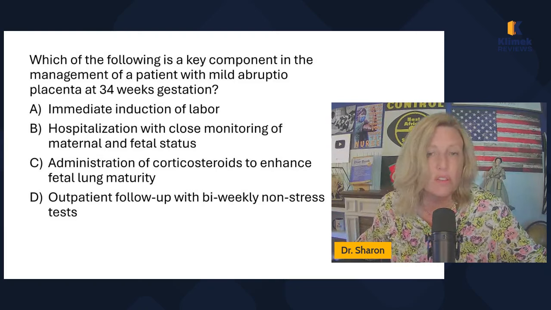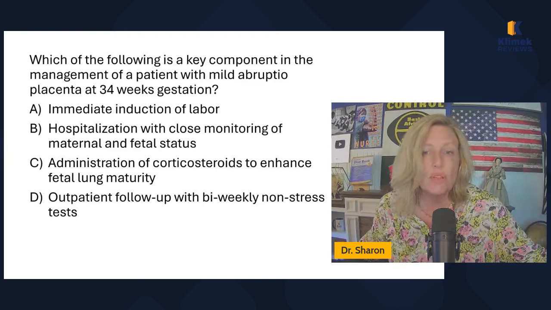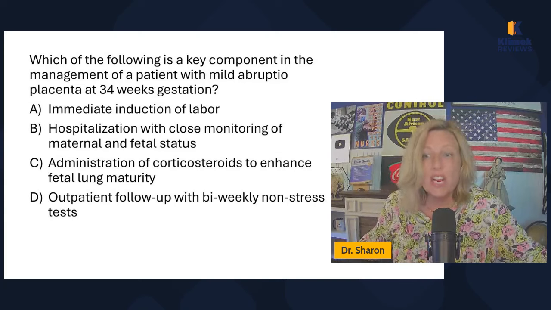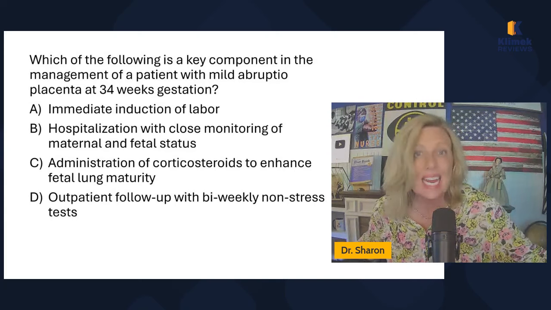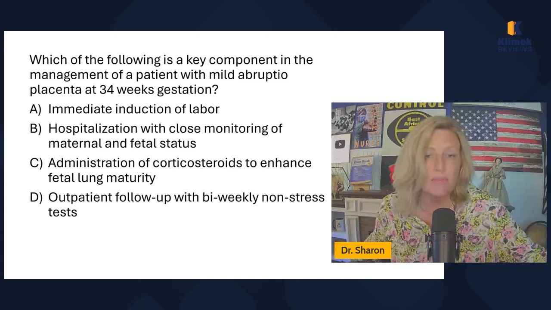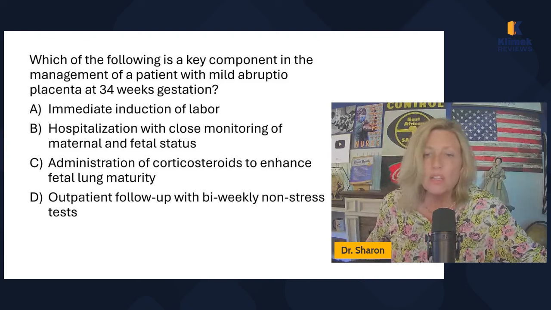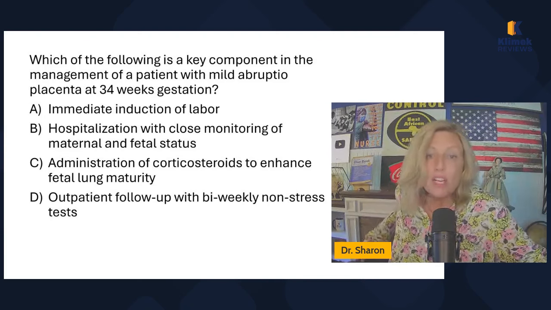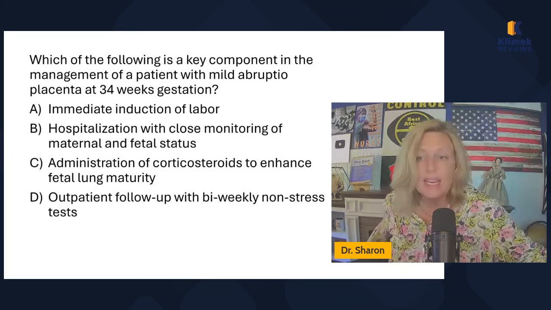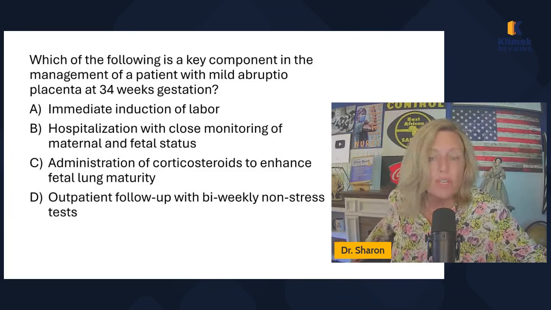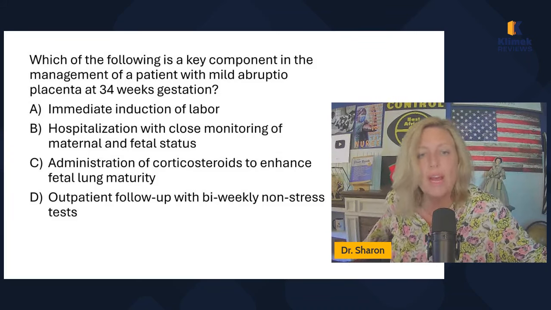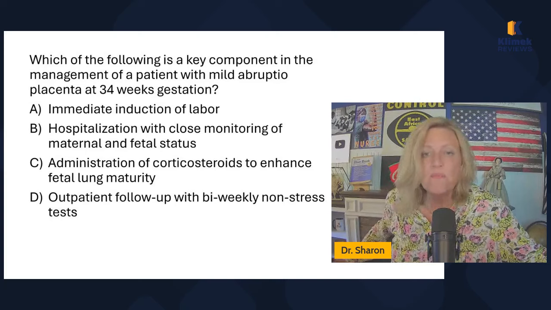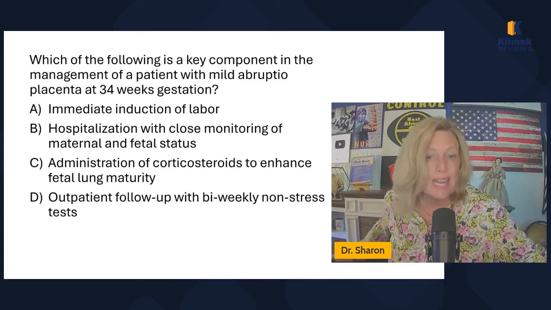She's only 34 weeks. Hospitalization with close monitoring of maternal and fetal status. There you go. I really like that answer. Let's see if there's anything else I like. Administration of corticosteroids to enhance fetal lung maturity. Well, I could do that, in case we need to deliver preterm. So I could do that. I don't like D and I don't like A. So let me reread the question because I like C.